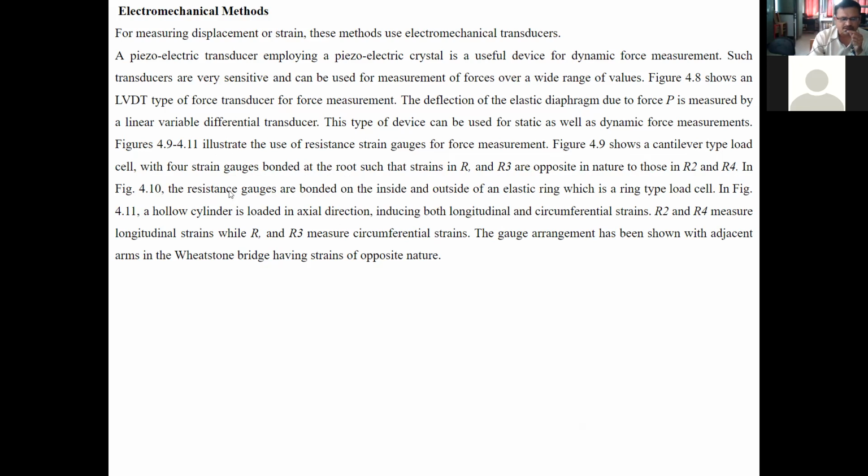In figure 4.10, the resistance gauges are bonded on the inside and outside of an elastic ring, which is a ring type load cell. In figure 4.11, a hollow cylinder is loaded in axial direction, inducing both longitudinal and circumferential strains. R2 and R4 measure longitudinal strains, while R1 and R3 measure circumferential strains. The gauge arrangement has been shown with adjacent arms in the Wheatstone bridge having strains of opposite nature.